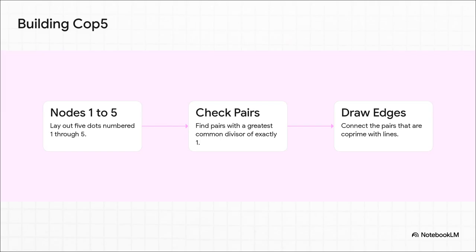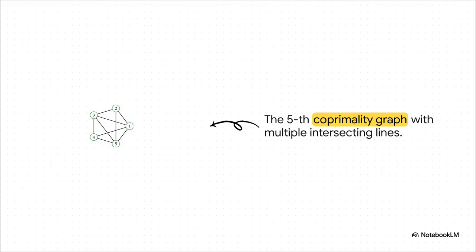Let's walk through this step by step for the fifth coprimality graph. Step 1. We lay out 5 dots numbered 1 through 5. Step 2. We check the pairs. Take 2 and 3, for example. They share no divisors other than 1, so boom, they get a line. But 2 and 4, well, they're both divisible by 2, so their greatest common divisor is definitely not 1. No line for them. Step 3. We just keep doing this, drawing an edge every single time a pair is coprime. And this perfectly illustrates what that looks like when we're done.